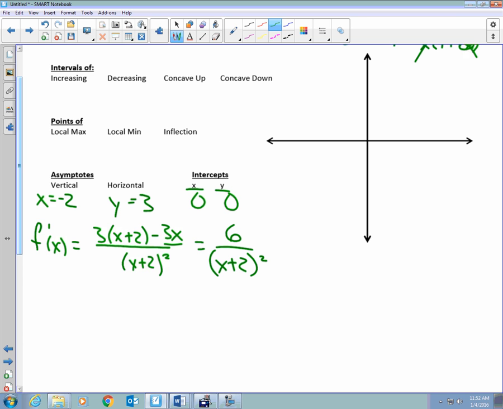Is the top ever equal to 0? No. Is the bottom ever equal to 0? For what value?